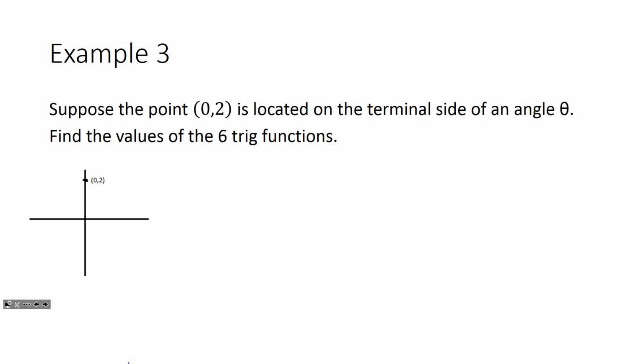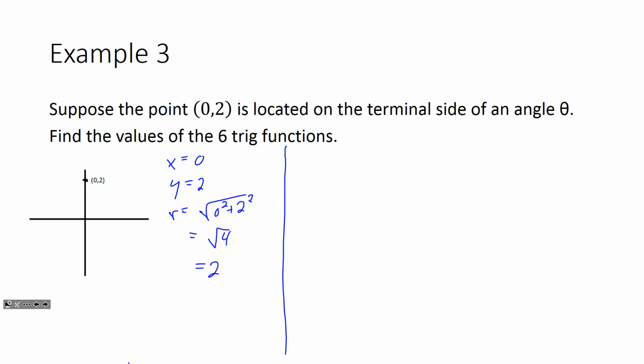Suppose we look at the point 0, 2, which of course is located on the terminal side of the angle theta. Well, in that case, x equals 0, y equals 2, r will equal the square root of 0 squared plus 2 squared, which equals the square root of 4, so r is equal to 2. Alright, let's use these definitions. So the sine of our theta, this is our theta here.